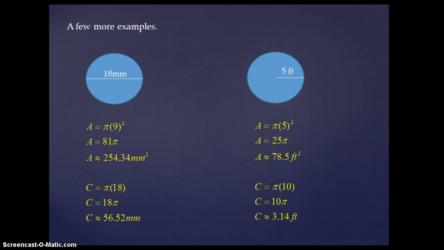Last example, we're given the radius. So we're going to square it and get 25 pi with an area of 78.5 feet squared. And circumference is pi times diameter, or 10 pi, which is approximately 31.4 feet. I apologize for the incorrect answer on the slide.